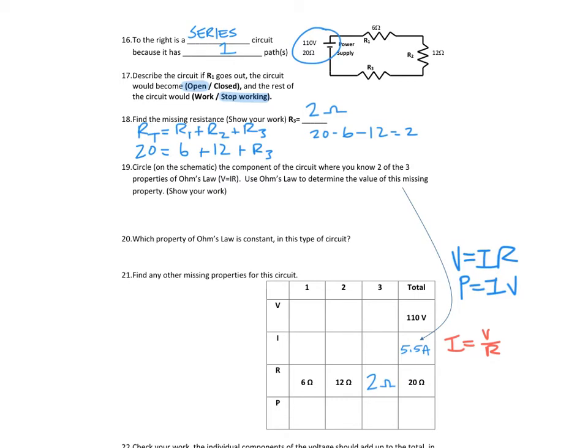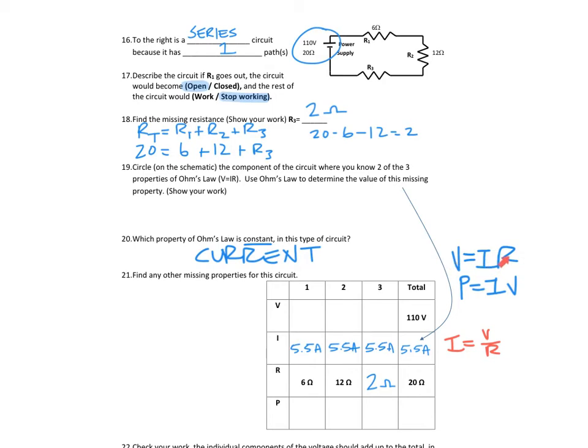Okay. Now number 20 says, which property of Ohm's law is constant? So this is a series circuit, and what is constant in a series circuit? It is current. So if I know that my total current is 5.5, then that tells me that the current in my other components is also 5.5. This current is constant, so I'm going to fill that in.